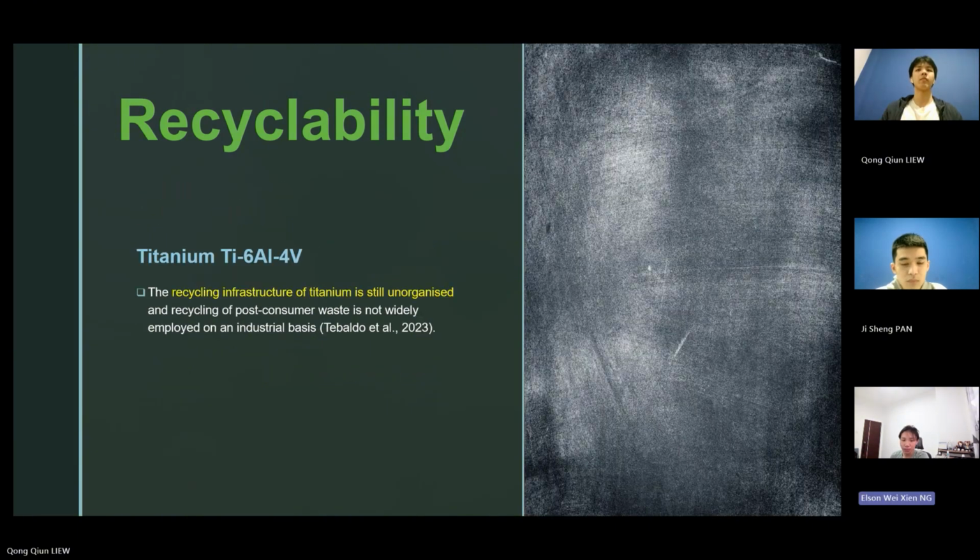Now, titanium, the recycling infrastructure of titanium is still highly unorganized and underdeveloped, and therefore you could say that it's technically unrecyclable. But still, titanium, as mentioned, has an extremely long lifespan, meaning that the frequency of disposal is low, which reduces its long-term impact.